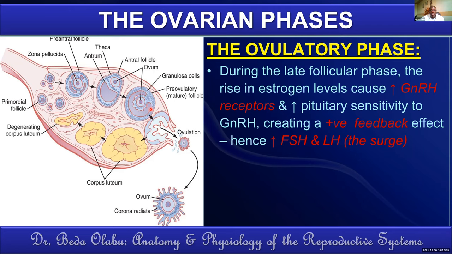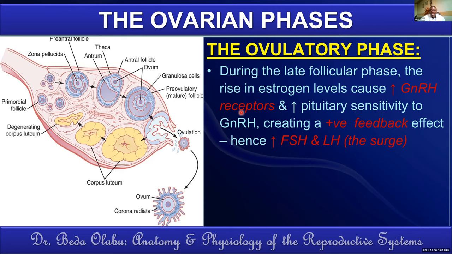It causes an upsurge in the GnRH receptors. What does that mean? It increases the density of receptors of gonadotropin-releasing hormone. Remember, the receptors of gonadotropin-releasing hormone are in the pituitary gland. If the density of the receptors increases, it means that even a small amount of GnRH that comes from the hypothalamus will give us massive physiological effects in terms of production of the gonadotropic hormones. So estrogen increases the sensitivity of the pituitary gland to GnRH.